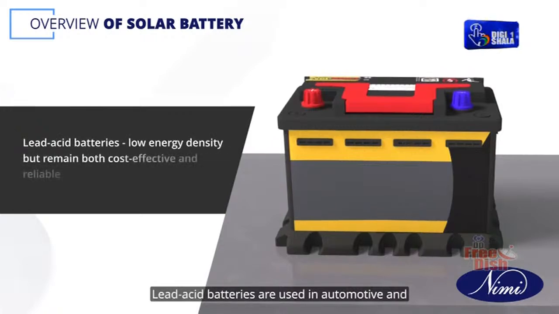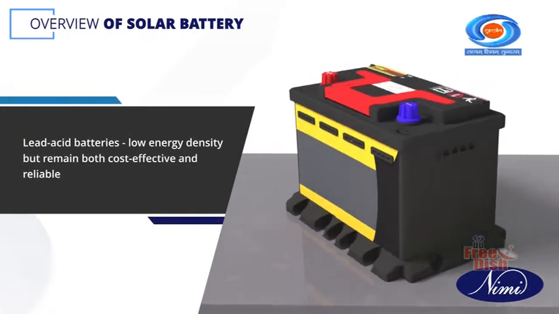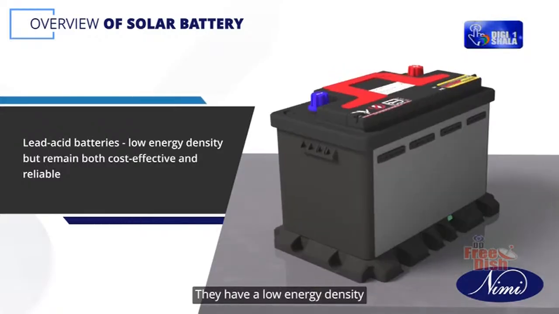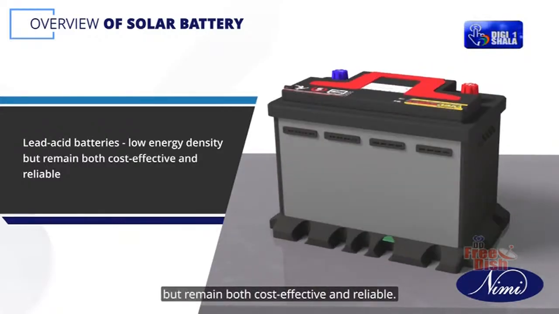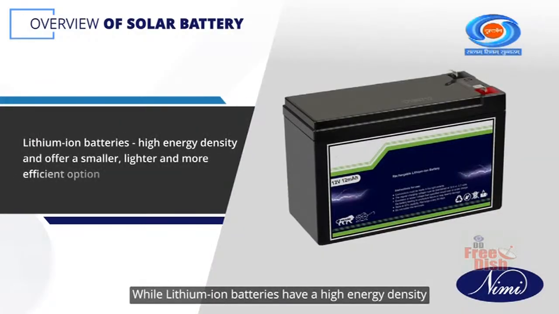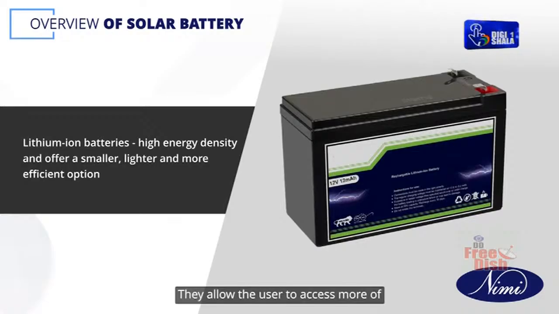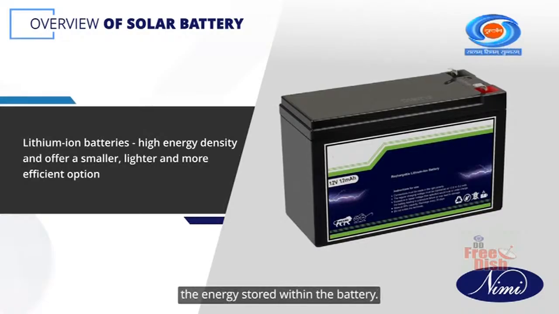Lead acid batteries are used in automotive and industrial applications. They have a low energy density but remain both cost-effective and reliable. Lithium-ion batteries have a high energy density and offer a smaller, lighter, and more efficient option. They allow the user to access more of the energy stored within the battery.